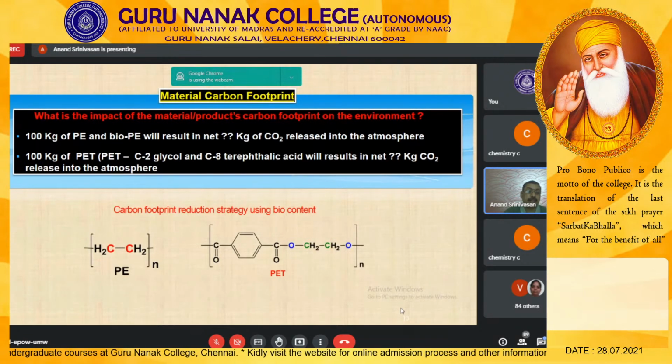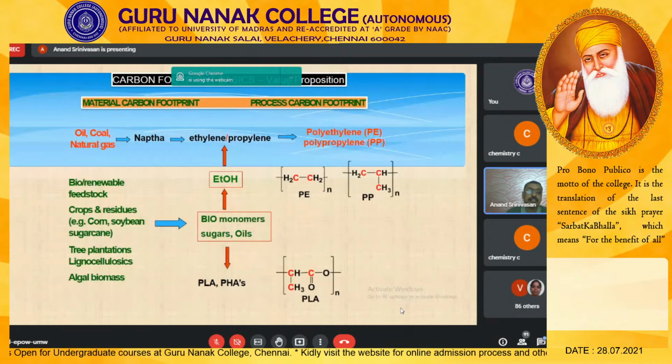So 100 kg of polyethylene terephthalate, PET, is a commodity plastic which can be seen in a household. So PET, you have C2 glycol and C8 terephthalic acid. So it is an ester. Alcohol plus carboxylic acid will normally result in an ester. It will result in net how many kgs of CO2 to the atmosphere. So that should be calculated.